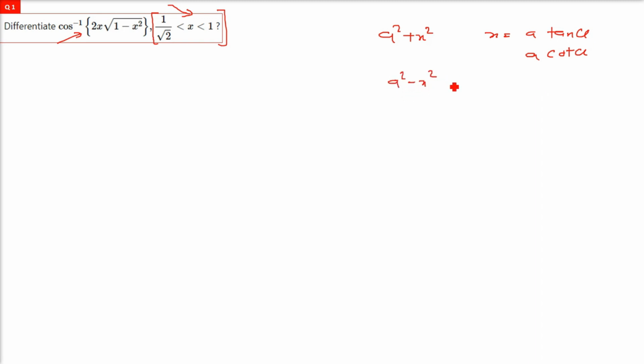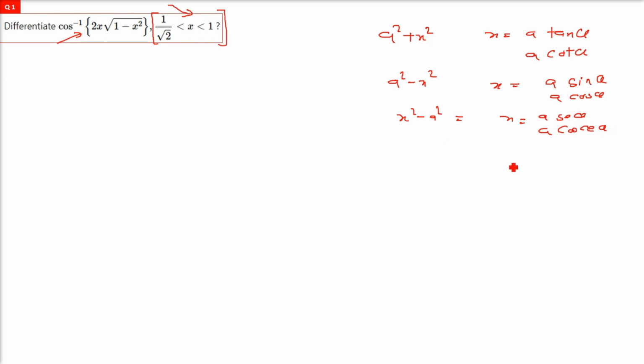For example, if you have a squared minus x square, then in place of x what are we going to put? Because we know that sin square equals 1 minus cos square. So we can put x as a sin theta or a cos theta. If you have x square minus a square, then you can put x as a sec theta or a cosec theta.